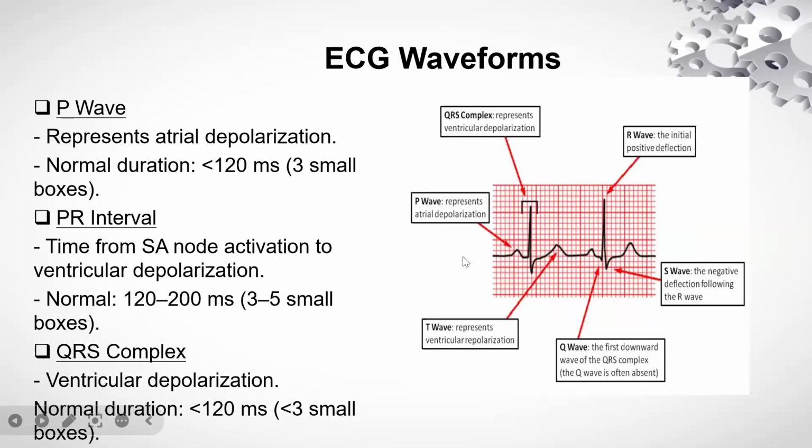Then the PR interval, this is the time from the SA node activation to ventricular depolarization. It's usually longer than the P wave and is between 120 to 200 milliseconds. And then we have the QRS complex, which depicts ventricular depolarization. It's almost of the same duration as the P wave, less than 120 milliseconds.